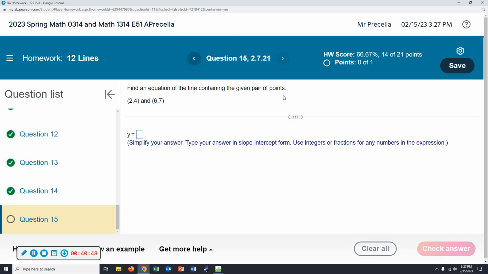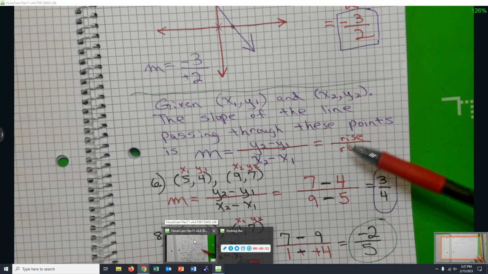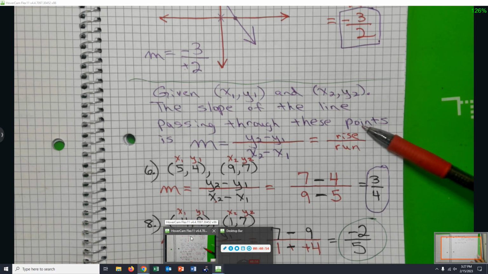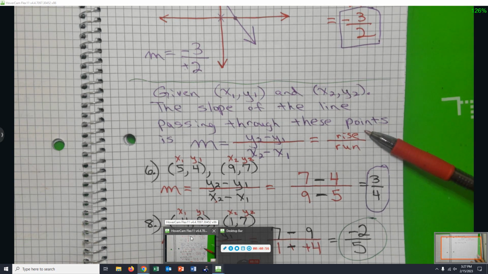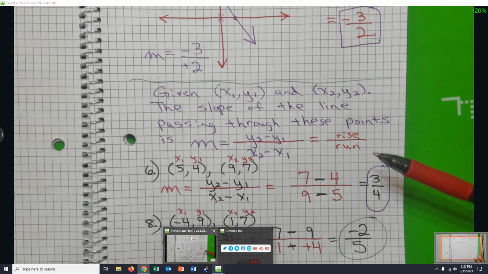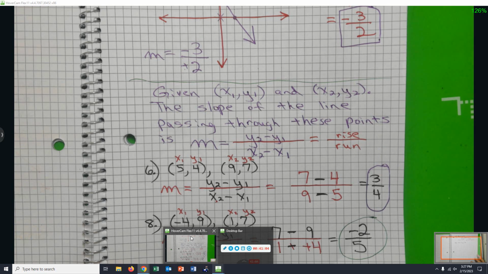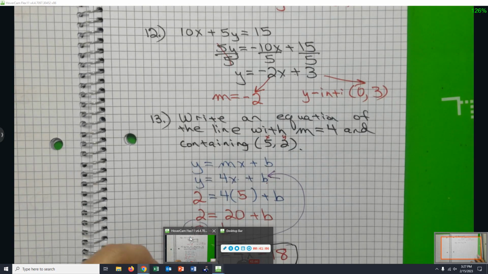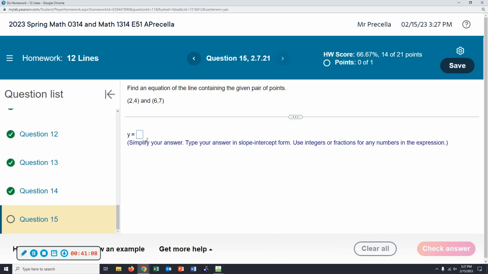Let me show. They didn't give us the slope. They just gave us two points. We have one extra step. We're going to have to use the slope formula to find the slope. In 13 and 14, they were giving you the slope. But here in number 15, you're going to have to find the slope. And we know how to find the slope. We have our little slope formula.